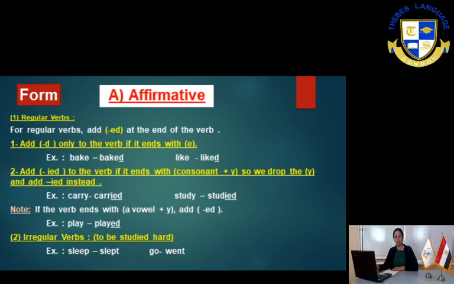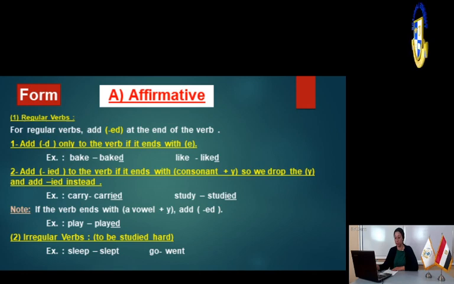We are going to do the same with study. Study ends with consonant plus y, d plus y. So what are we going to do? Yes, very good. We are going to drop the y and add ied to the end of the verb. So study is going to be studied.